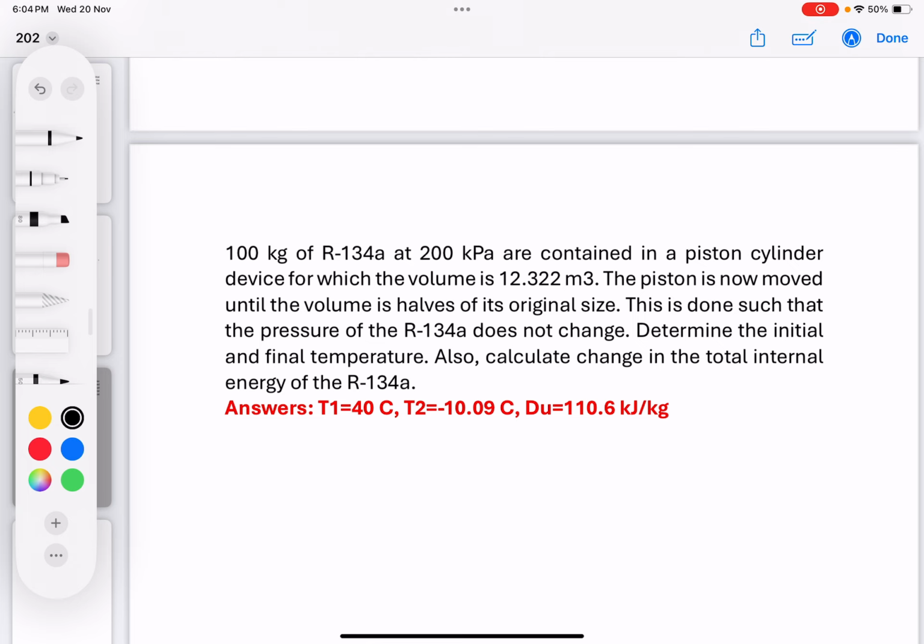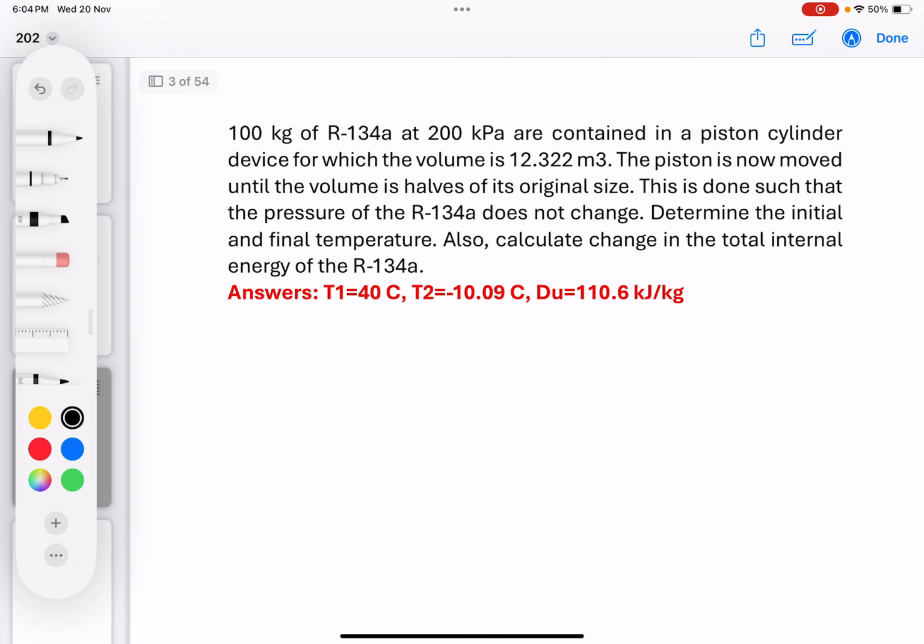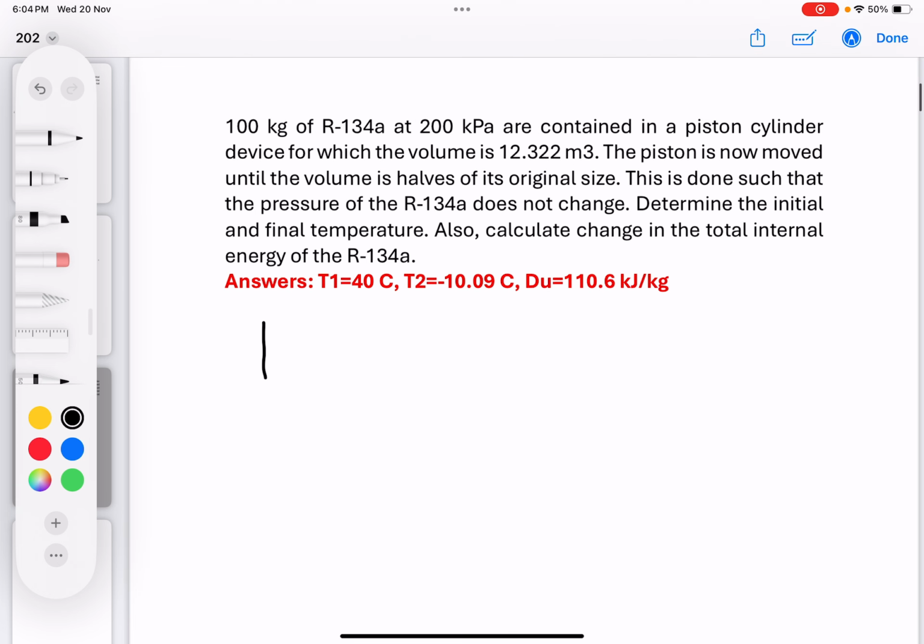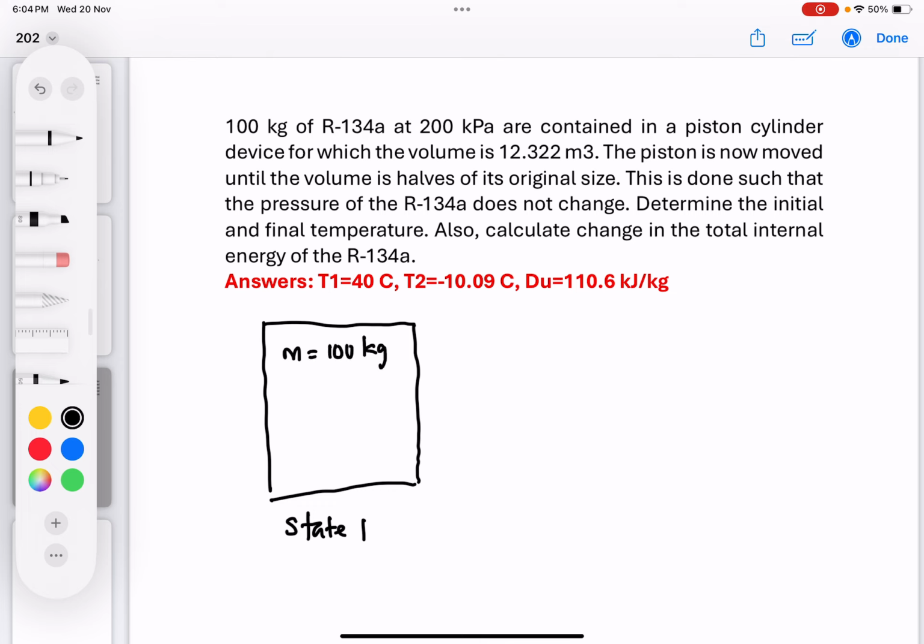Okay. And again, usually for this type of question, what I do is draw a diagram, so that it's easier for me to have a clear picture of the question. So this is my state 1, or my initial state, given that the mass is equal to 100 kilogram, and the pressure is equal to 200 kilopascal, and given that the volume is 12.322 meter cubed.